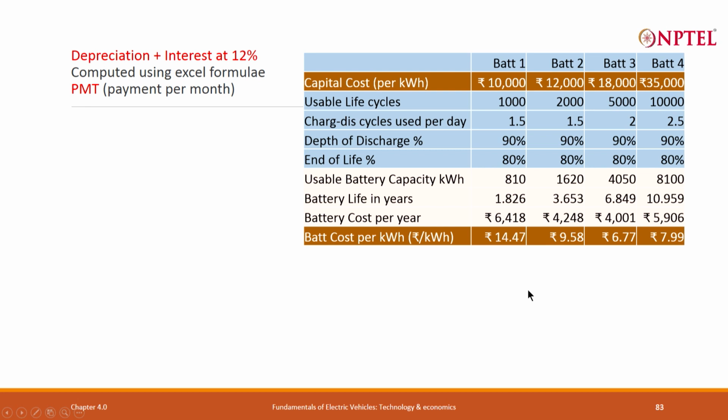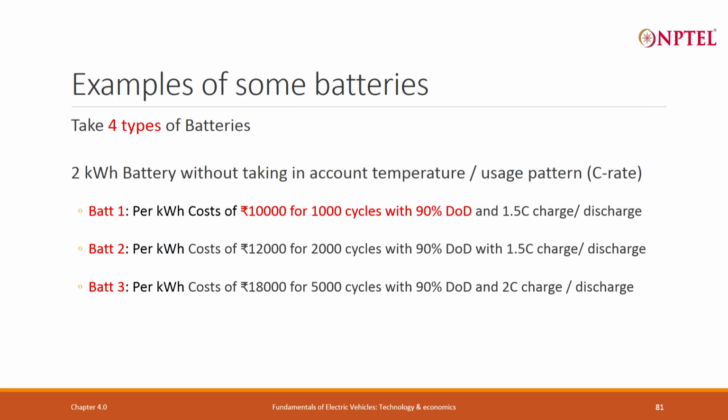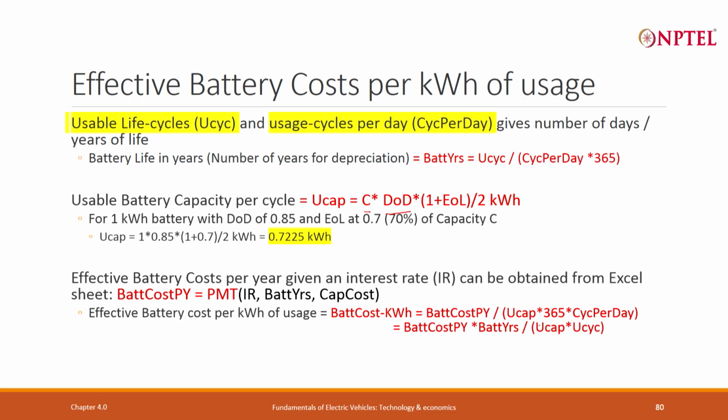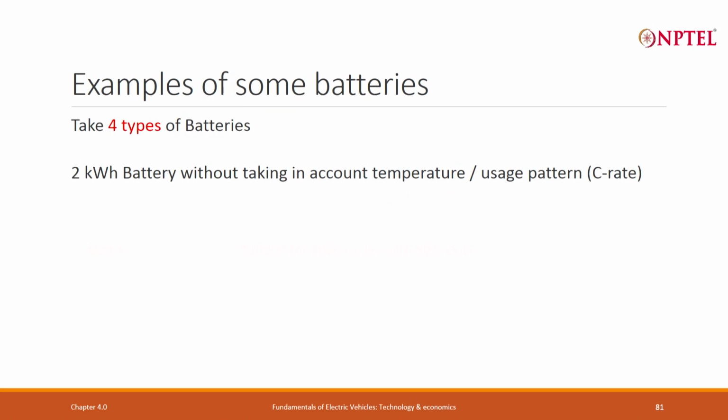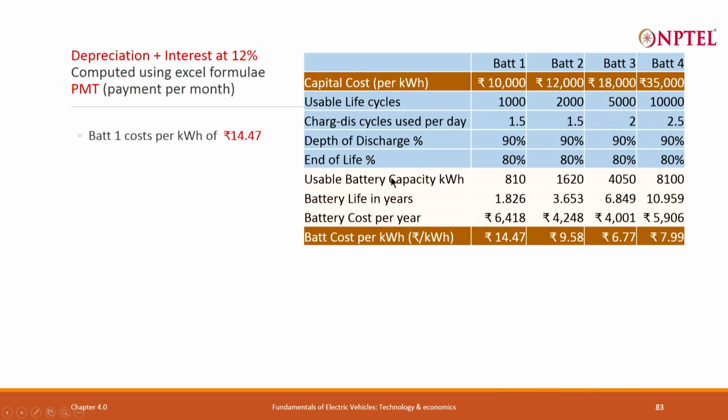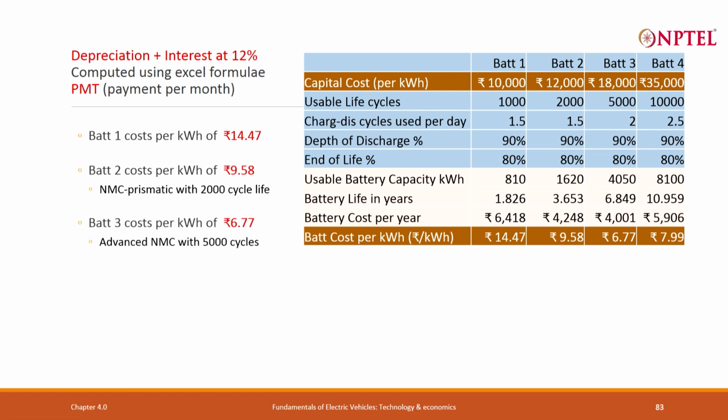I am going to give you a homework problem to build this spreadsheet. All the equations are here, there is nothing more that you need to do. These are the 5-6 parameters that I am using: battery cost per year, battery life per year, usable battery capacity, end of life, depth of discharge. You put this in and you get it. So, battery 1 costs at 12% 1447, battery 2 costs 10 rupees, battery 3 costs 677, battery 4 costs 8 rupees.